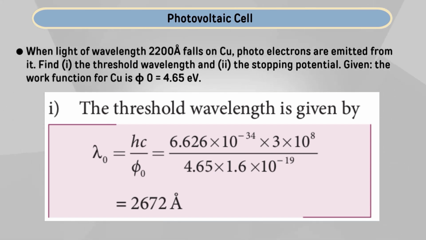So, we have this formula. Phi is equal to h nu, and one can write this in terms of lambda, so phi is equal to h c by lambda naught. So, we can calculate the threshold wavelength: lambda naught is equal to h c by phi naught. By putting in the value of the Planck constant and the speed of light, that is 3 into 10 to the power 8 meter per second, and the work function, which is given in electron volt, we will convert to joule. That is 4.65 into 1.6 into 10 to the power minus 19. After calculating, we get lambda naught equal to 2672 angstrom.